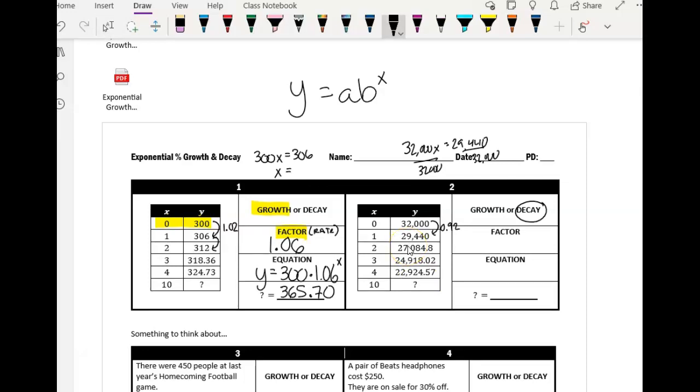And so we can put that into your calculator and test it out, and we'll find out that it does work. So I'm constantly multiplying by 0.92. Now notice what's happening, right? It's going down. These values are going down.